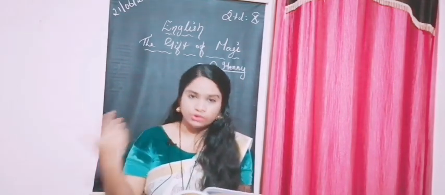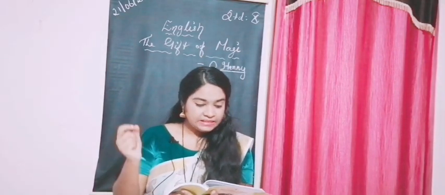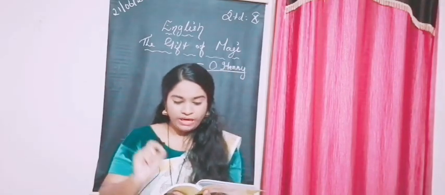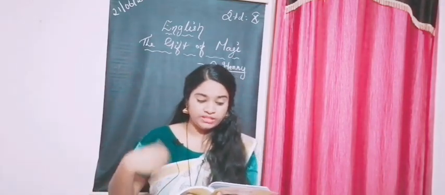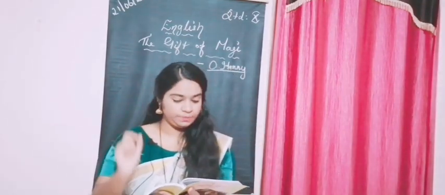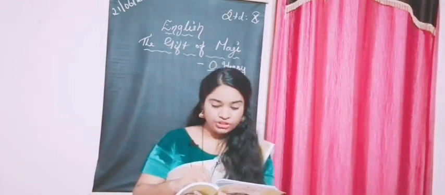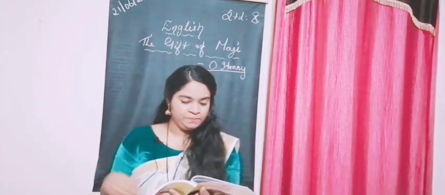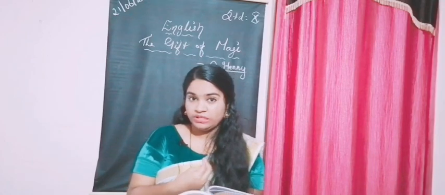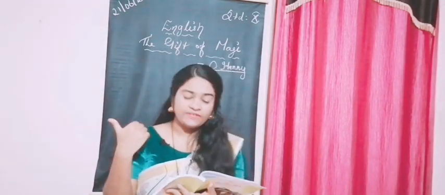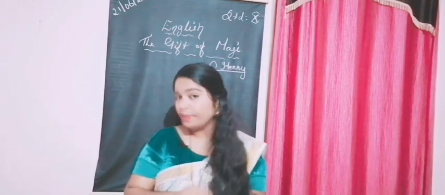$1.87, that was all, and 60 cents of it was in pennies. Pennies saved 1 and 2 at a time by bulldozing the grocer, vegetable man and the butcher man until one's cheeks burned, with silent imputation of parsimony that such close dealing implied. 3 times Della counted it, but again it was just $1.87, and the next day would be Christmas.